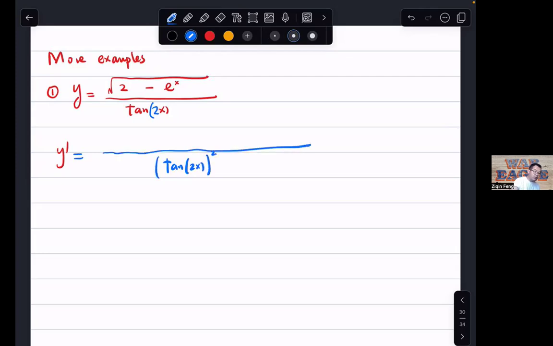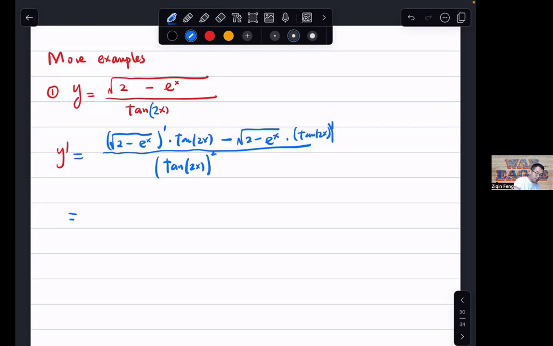When you apply quotient rule, the derivative of the numerator, 2 minus e to x prime times tangent of 2x, minus square root 2 minus e to x times tangent 2x prime. So this is basically how we apply our quotient rule. When you try to differentiate the numerator, you can see that that's a combination of 2 functions. Inner function is 2 minus e to x. Outer function is square root. We know how to differentiate square root function. We know how to differentiate inner function. Just put them there.